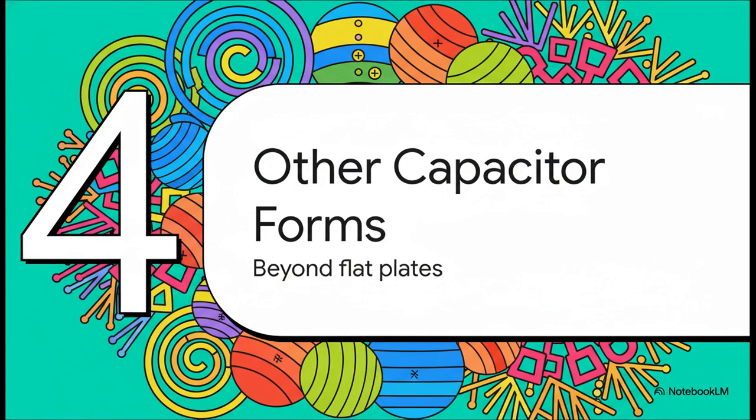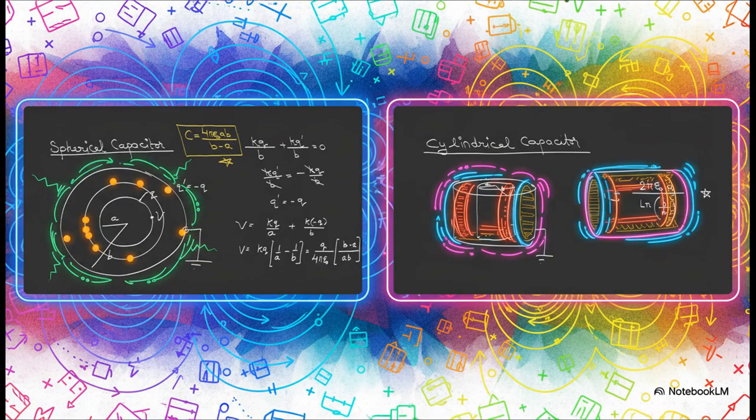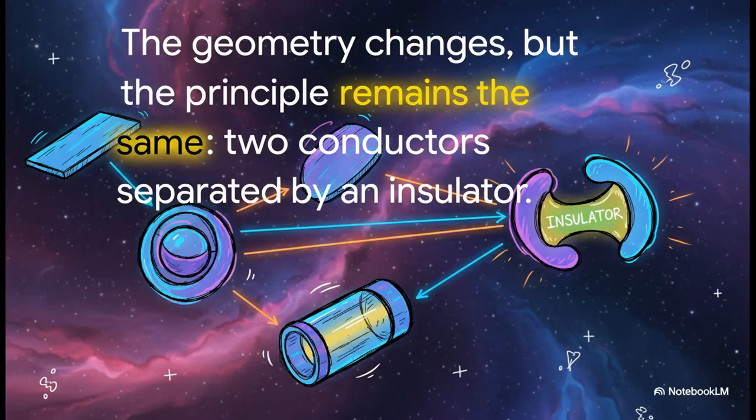But you know, capacitors don't always look like two flat plates. The same exact principle works for all sorts of other shapes. For example, check these out. On the left, that's a spherical capacitor. It's basically one metal ball inside another bigger one. And on the right, you've got a cylindrical capacitor, which is just one tube nestled inside another. The shapes are totally different, but what they do is exactly the same. Because at the end of the day, the fundamental principle never, ever changes. It doesn't matter if it's flat, round, or shaped like a tube, a capacitor is always just two conductors separated by an insulator. That's the secret sauce.